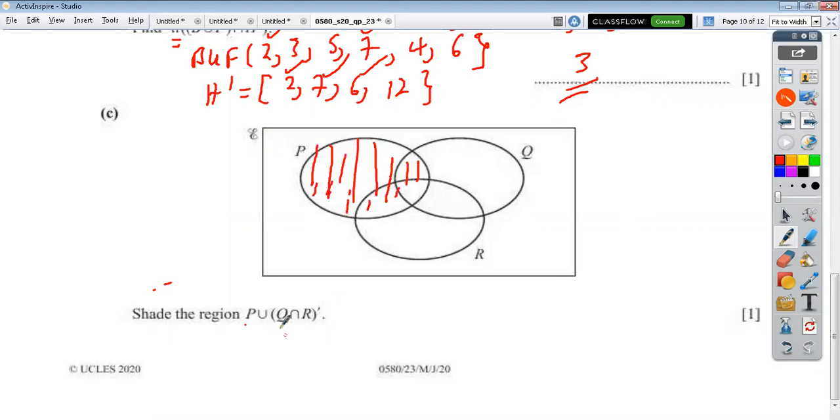Then union means the rest. If I say now Q intersection R is the same, but we're saying complement. It means we're excluding this intersection, but everything else. So we are excluding this intersection region here, but we are shading everything else. Does that make sense? Yes, sir. That's what I mean.